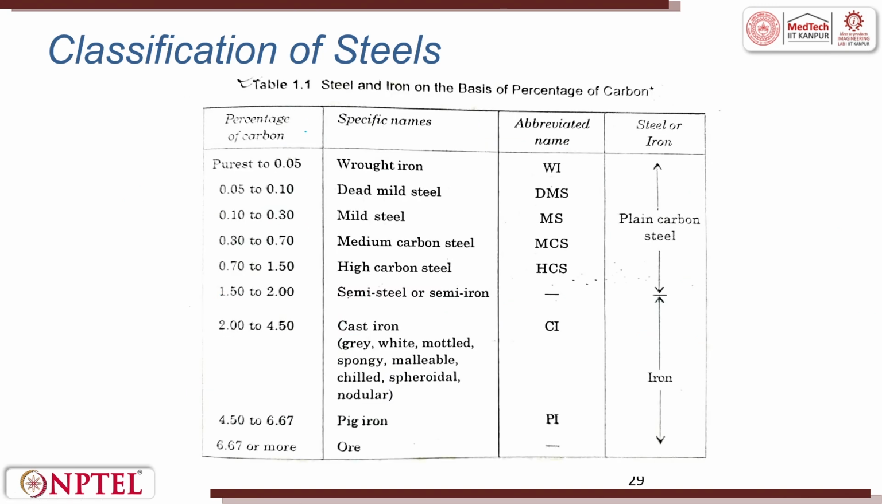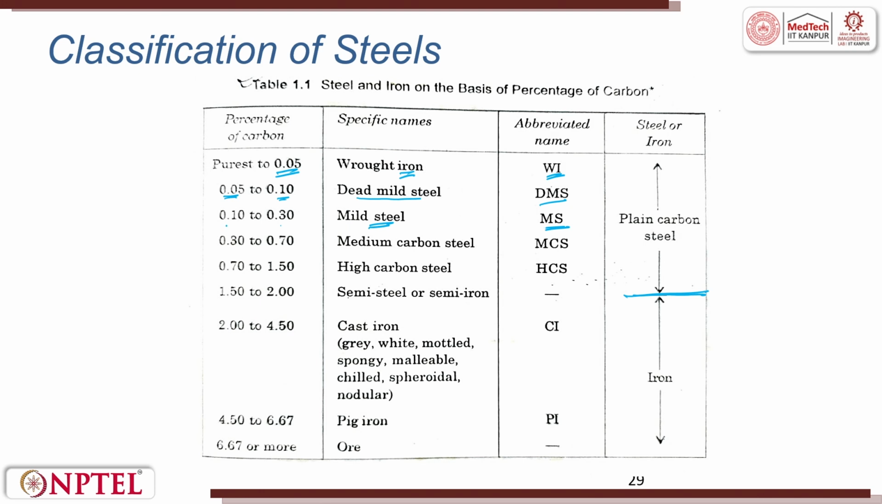If you look into the classifications, when the carbon content is less than 0.05, it is called wrought iron. You can see here, this is plain carbon steel, and here you see it is iron. From 0.05 to 0.1, it forms dead mild steel, DMS. From 0.1 to 0.3, it forms mild steel, which is MS. This is why in colloquial terms we call it MS. MS is nothing but mild steel.